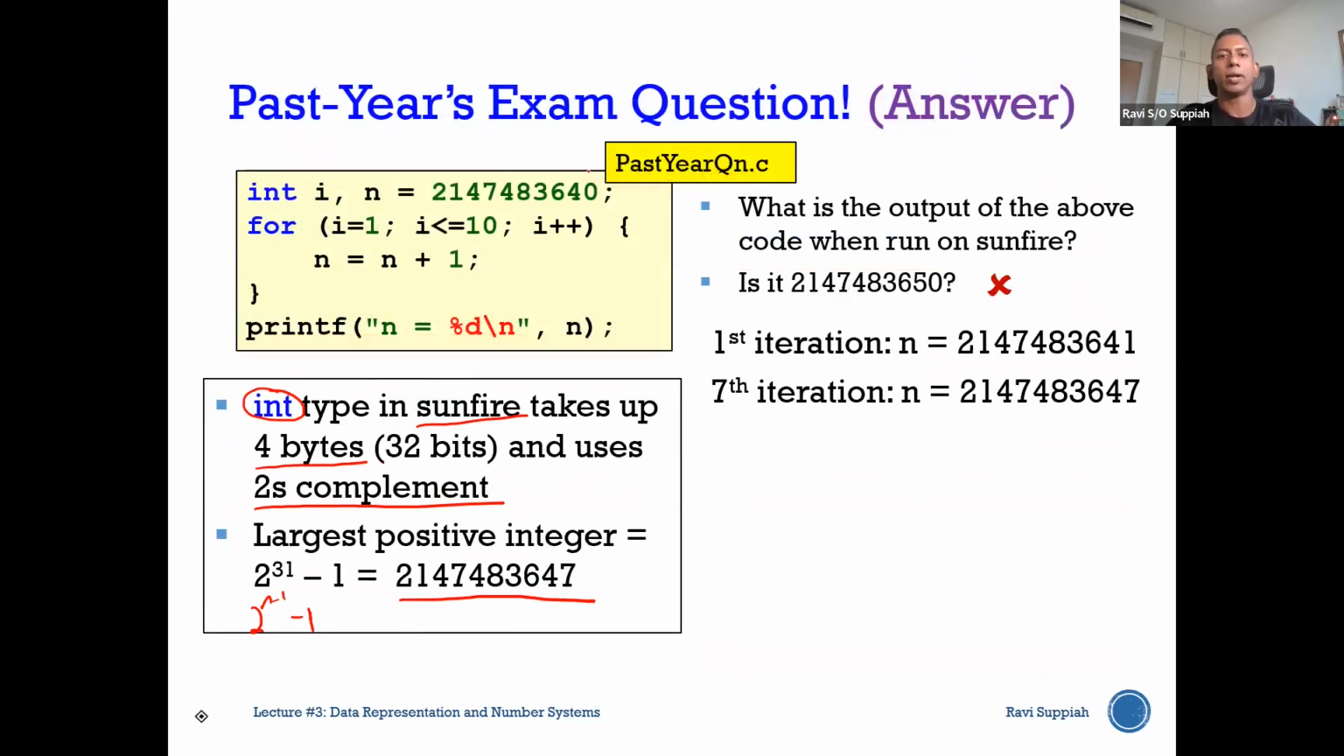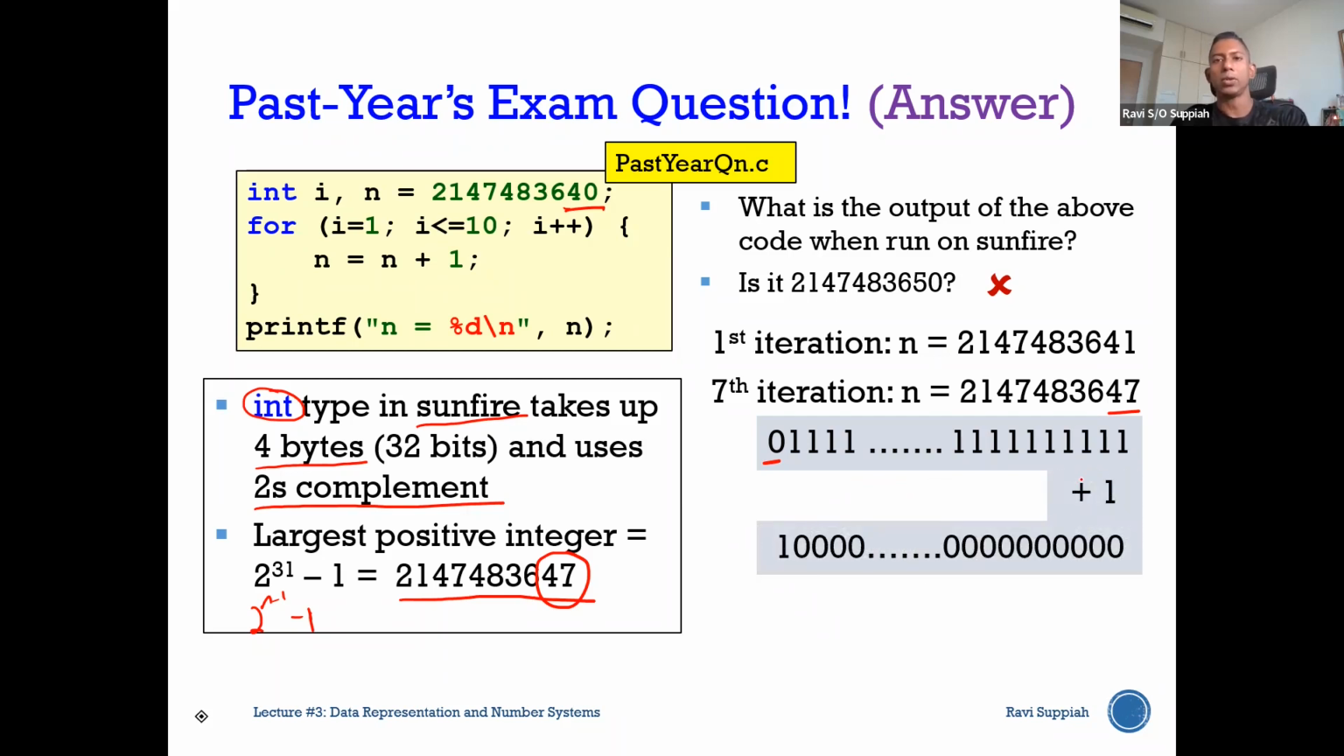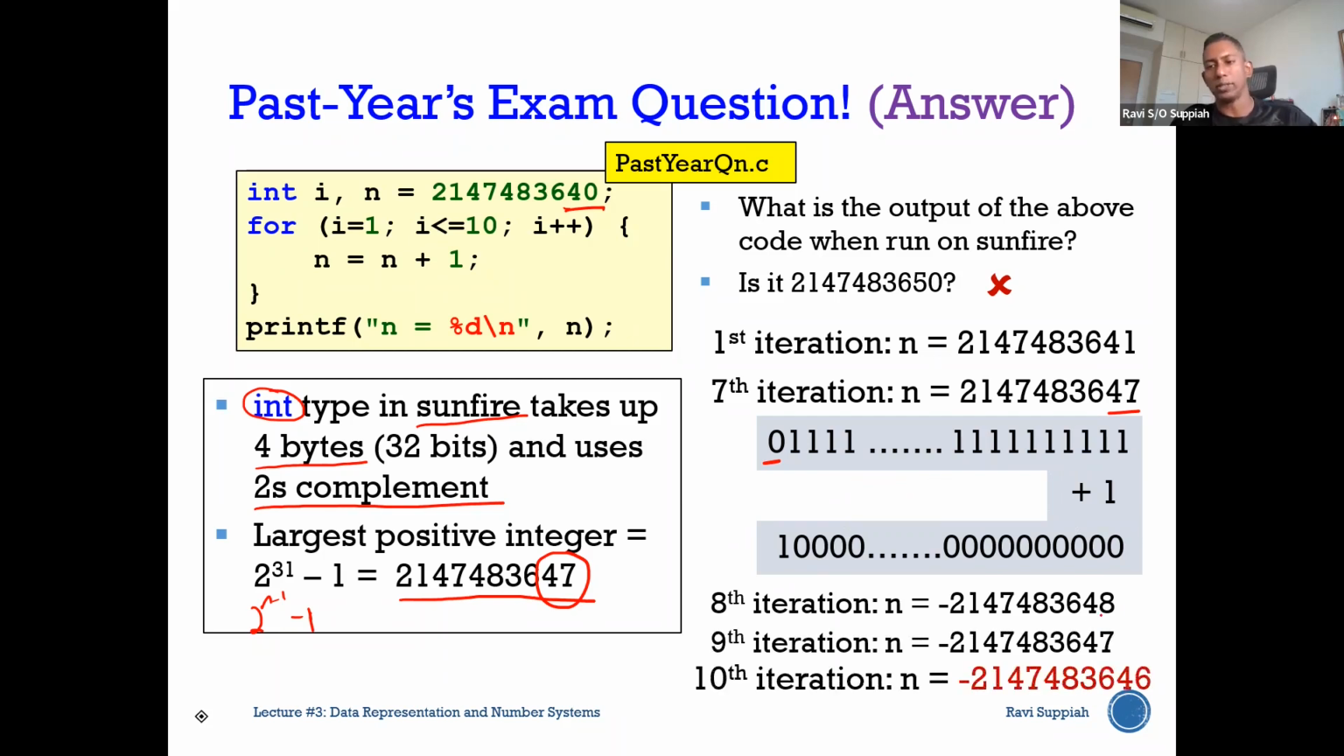So when I start off with this number, the last 2 digits is 40, but I know that I can only go up to 47. So when I hit 47, what happens? When I increment by 1, I will actually roll over. This highest number, like I said, is the point where the most significant bit is 0 and everything else is 1. But the moment I increment by 1, it will roll over to become the smallest negative number. So it will become this, the smallest negative number, and then you will count upwards towards 0 after that.